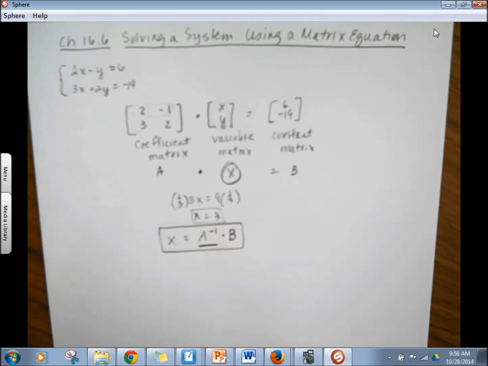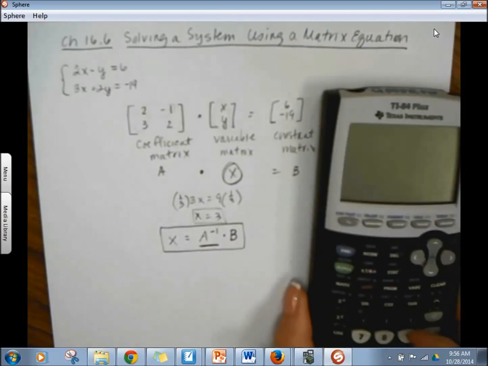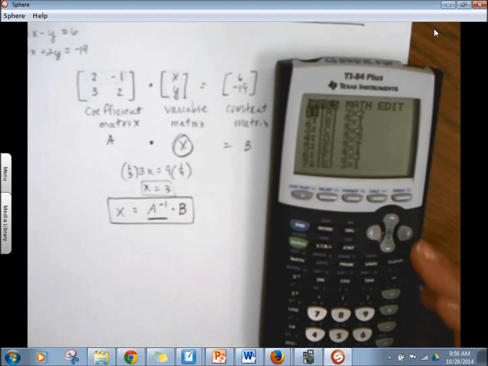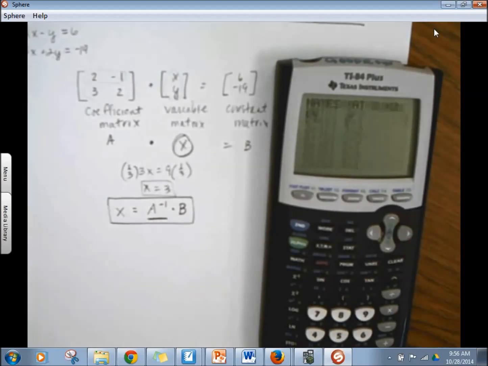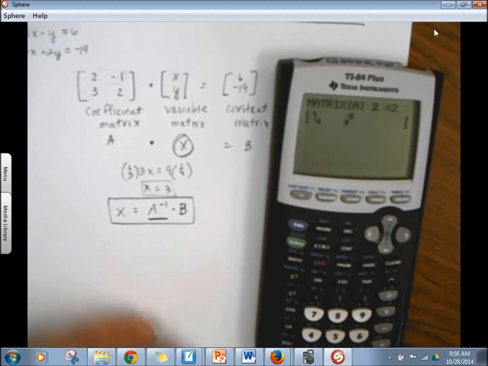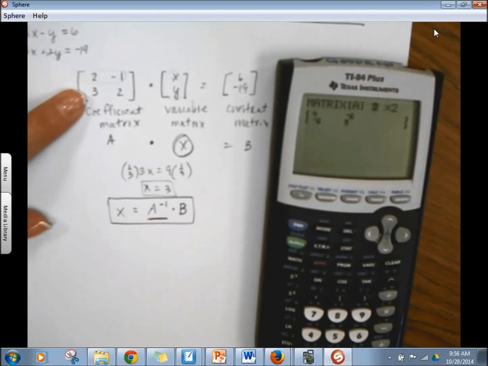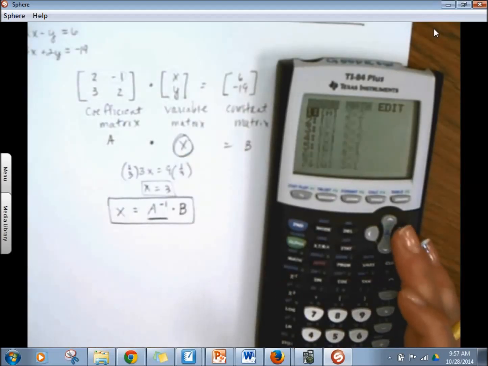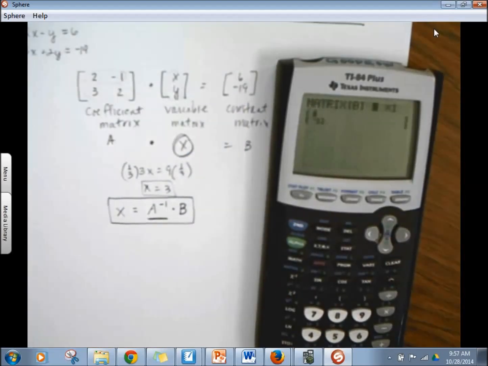So now, putting this in your graphing calculator, you're going to go to second matrix. You're going to enter a matrix. This is a 2 by 2. Matrix A is a 2 by 2. And then you're going to enter the numbers just like you did in the previous section. We need to enter the constant matrix, so back to second matrix. We're going to edit matrix B, and that's a 2 by 1, and we're putting in 6 and negative 19.